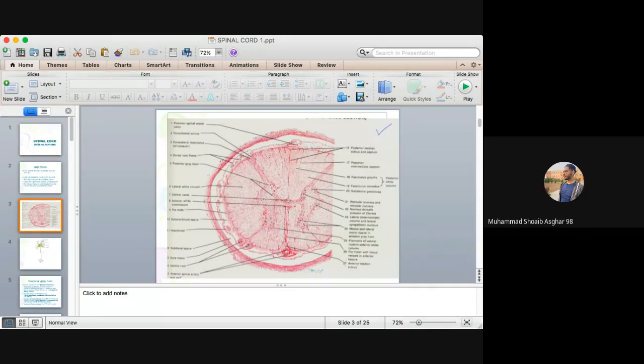Ma'am, collection of cell bodies. Yes, ma'am, I'm here. Good. That's it. All right. So it's the collection of the cell body.